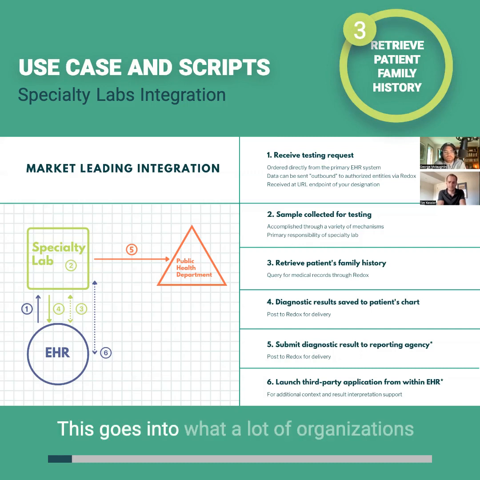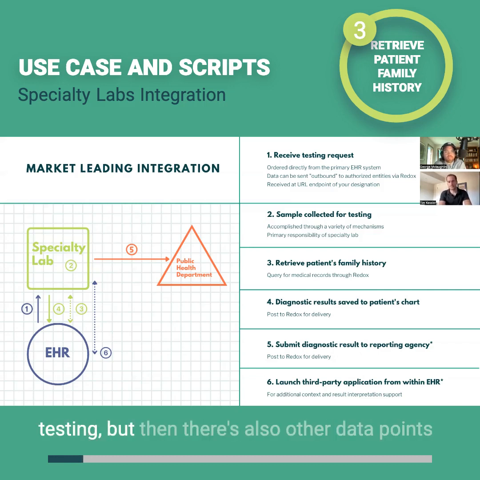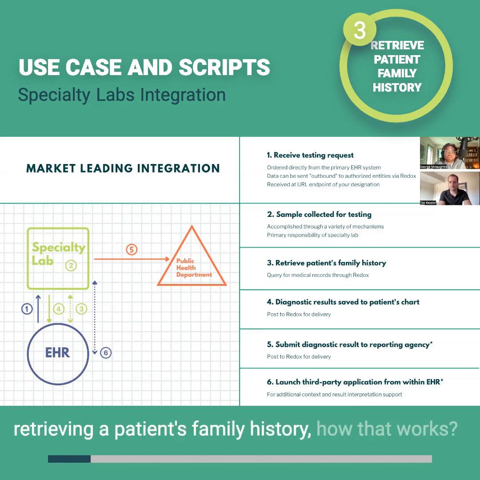So this goes into a lot of organizations. If you're trying to do therapy matching for a cancer treatment or whatnot, it's one thing to do the panel and to do the testing, but then there's also other data points you want to factor in to your consideration. So Tim, can you talk a little bit about how that works if you add retrieving a patient's family history? Yeah, absolutely.